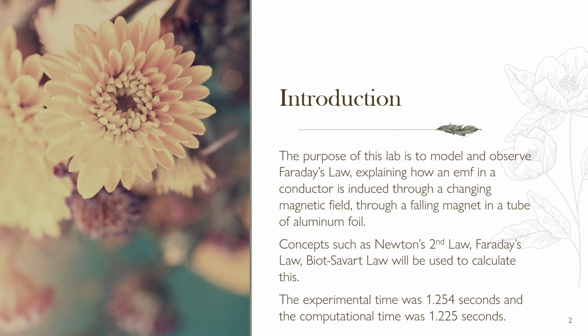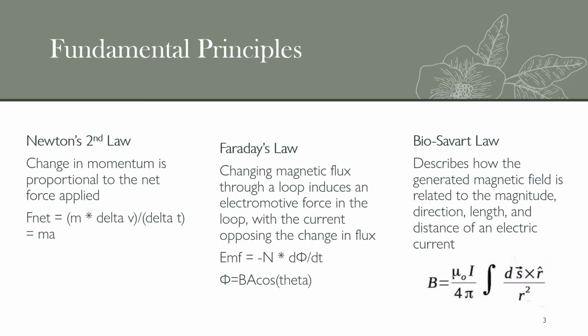Just a quick preview of the results. The experimental time for the falling magnet was 1.254 seconds, while the computational time was 1.225 seconds. In this lab, we'll be using the update formula version of Newton's second law to help with our GlowScript code, but most importantly, we'll be using Faraday's law, which talks about how changing magnetic flux through a loop induces an electromotive force in the loop, with the current opposing the change in flux.